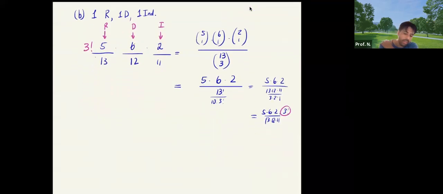No, the answer shouldn't be 120 over 143. It should be 30, because this cancels out. You see that? The 2 and the 6 cancel out to 12. 5 times 6 is 30. Over 13 times 11 is 143. So the answer should be 30 over 143.